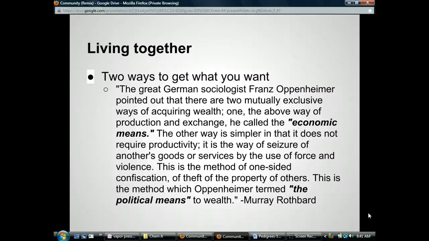The other way is simpler in that it does not require productivity. It is the way of seizure of another's goods or services by the use of force and violence. This is the method of one-sided confiscation or theft of the property of others, and interestingly enough, Oppenheimer termed this the political means to wealth. And this goes way back, folks.